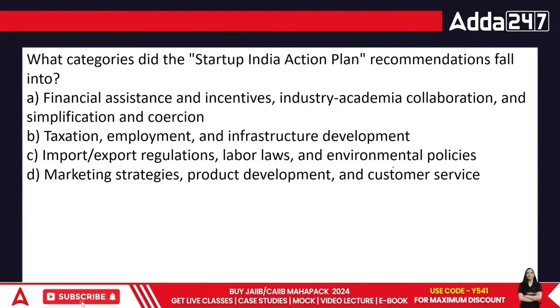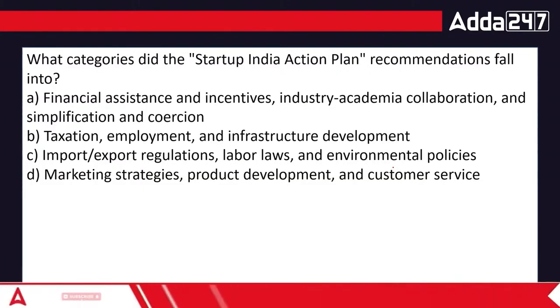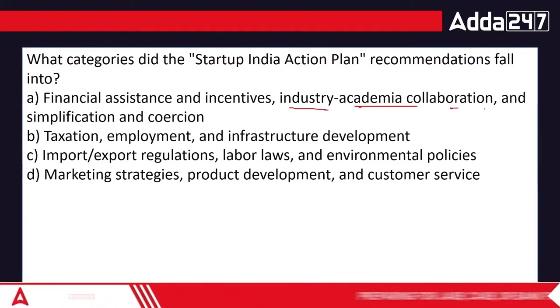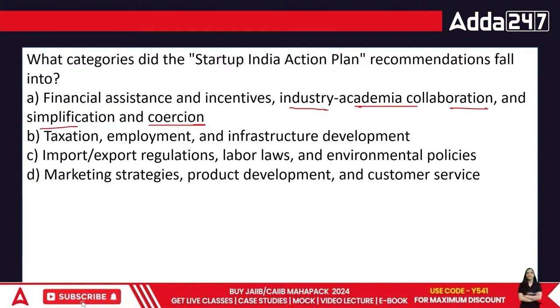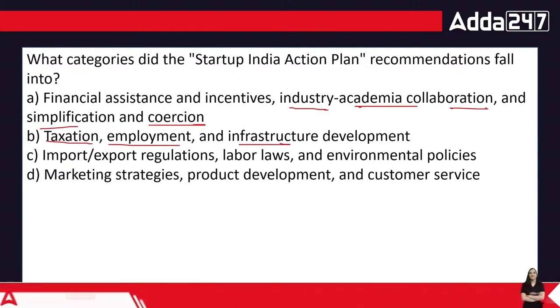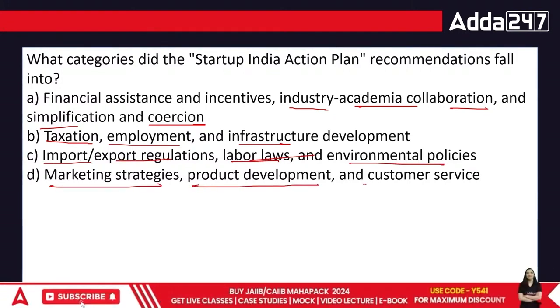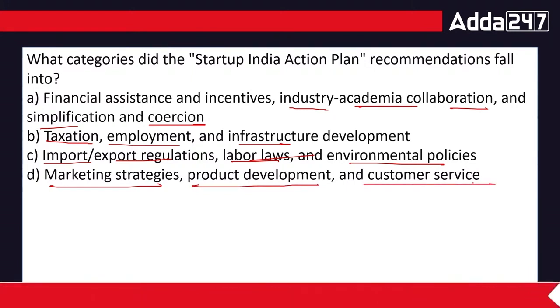What category of startup action plan recommendations fall into? They are financial assistance and incentives. Are they providing industry, academia, collaboration and simplification and coercion? Taxation, employment, infrastructure, import, export regulations, labor laws and environmental policies, marketing strategies, product development and customer service. What's going to be the answer, everyone?